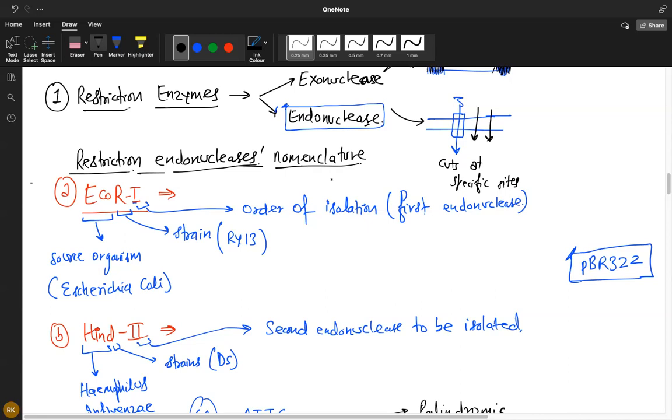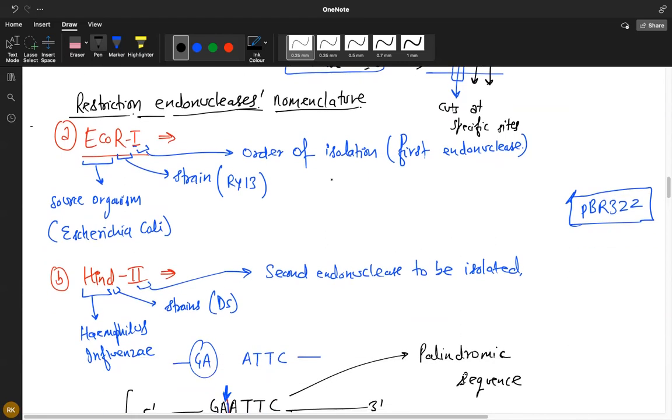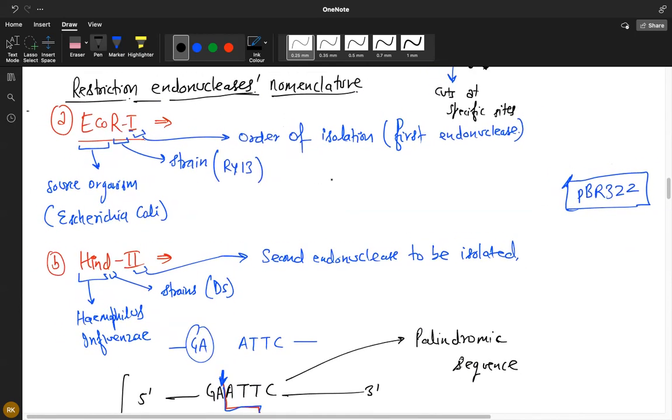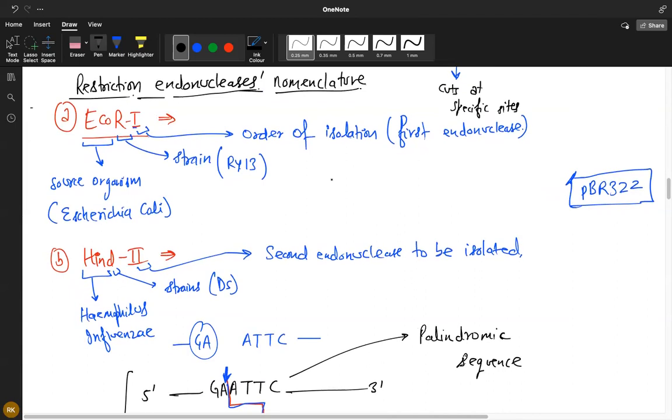Yes, good. And we talked about some rules for naming these endonucleases. Do you remember this? I explained it through two examples, EcoRI and HindII.